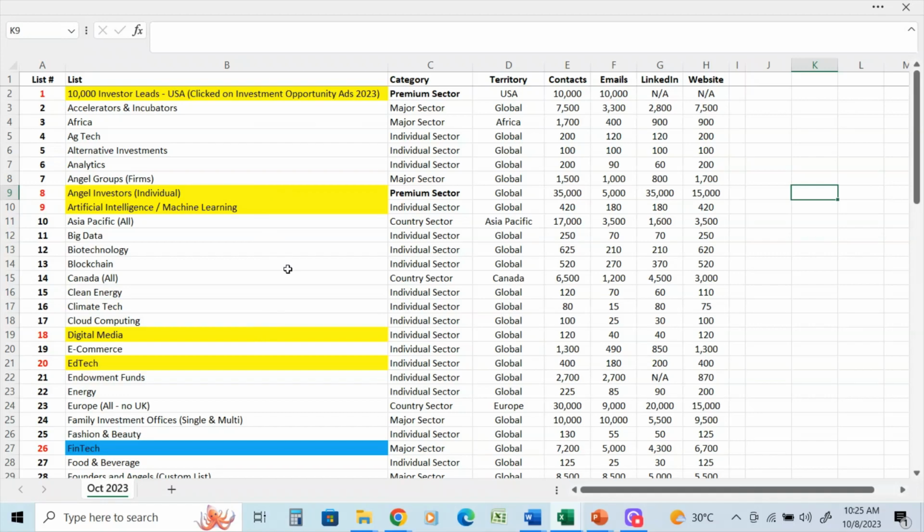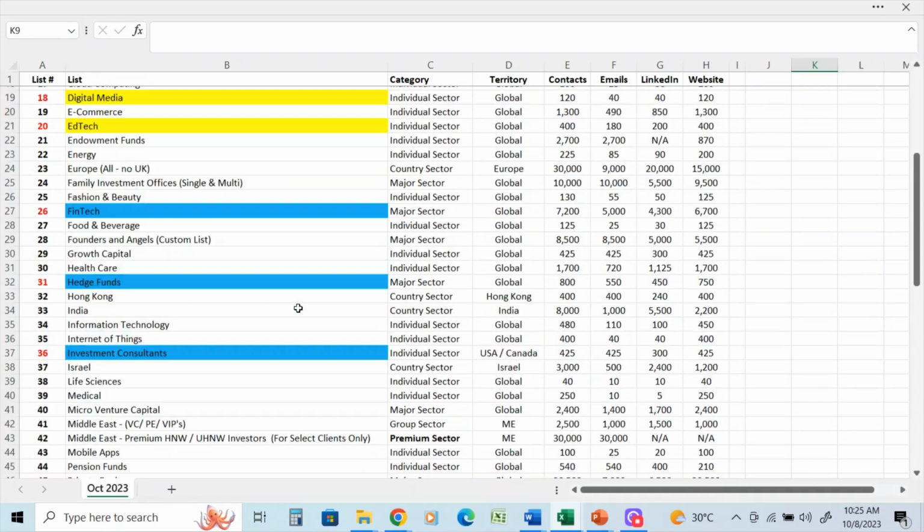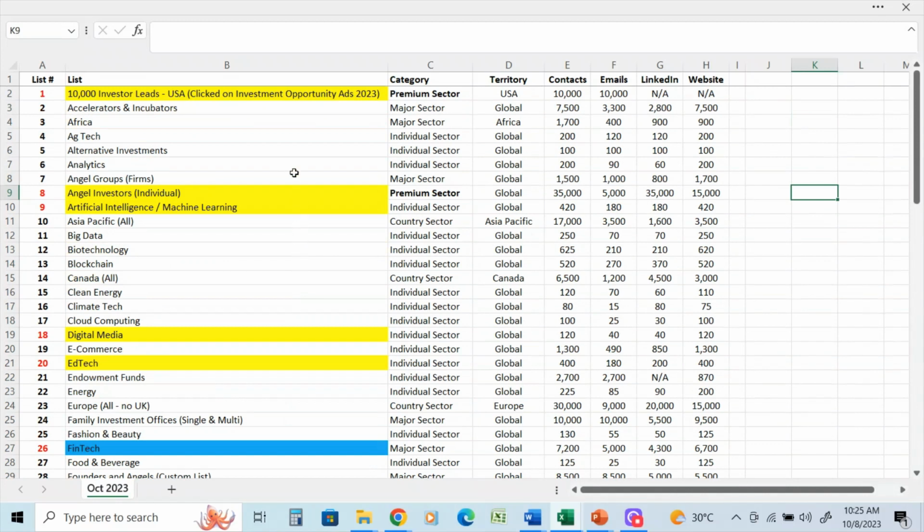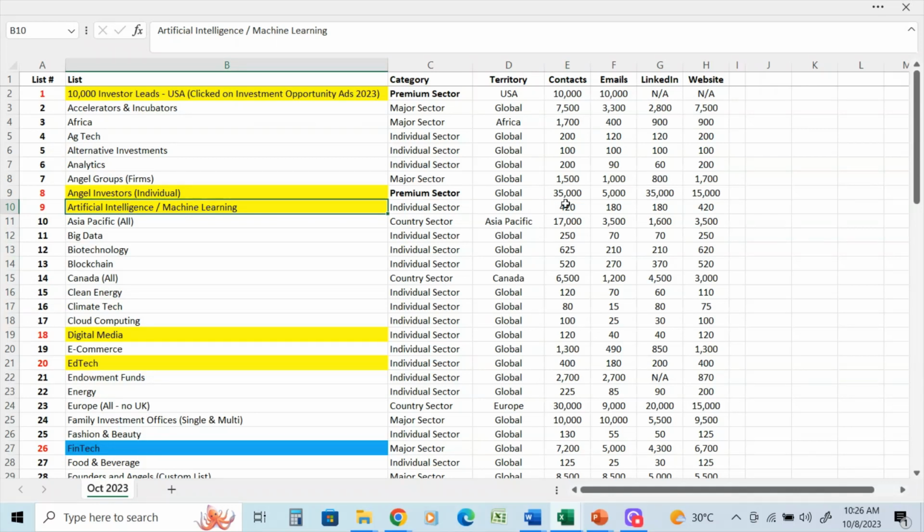I don't argue with any of them. And then I supplemented them with the ones in blue, which are ones that I actually did a screening based on what's on their website, what's on their presentation, and basically cross-reference it against all my databases to add more. But to start off with, the ones they selected: 10,000 investor leads, angel investors, so that's a database of 35,000. Artificial intelligence, machine learning, that's a smaller one, 420.